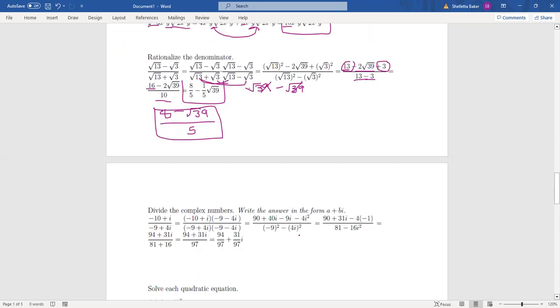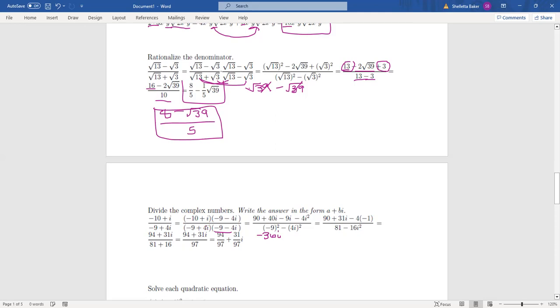For the next problem, we're dividing. This time we got to clear out that imaginary number i from the denominator. So we must multiply the denominator and the numerator by negative 9 minus 4i. And when we distribute negative 9 times negative 9, we get negative 9 squared, that's 81. Negative 9 times that minus 4i gives us negative 36i.